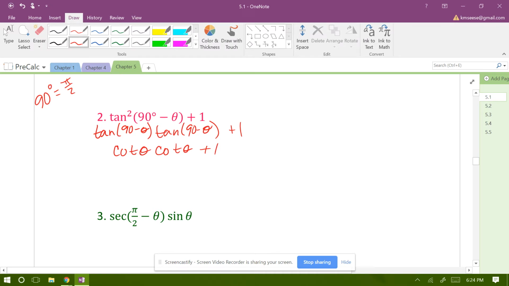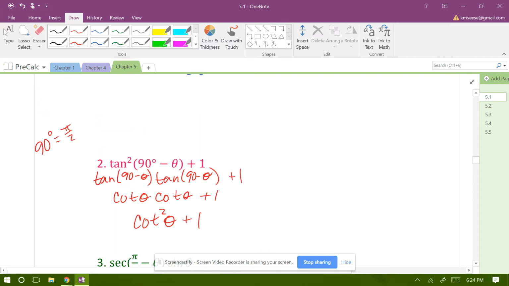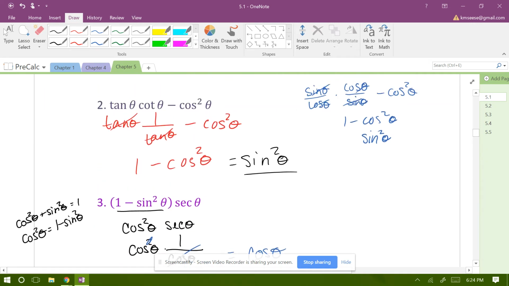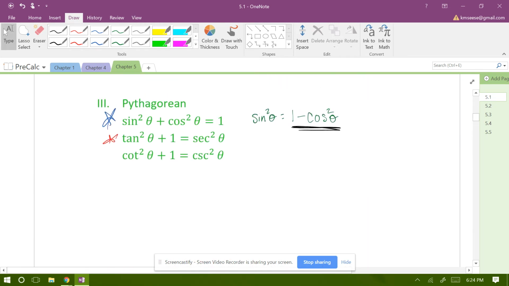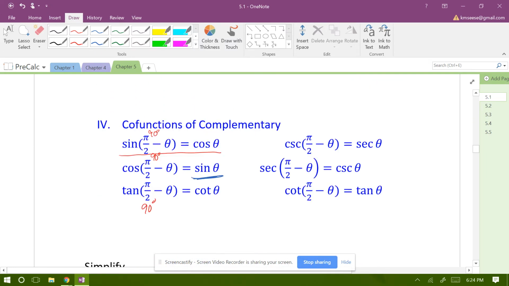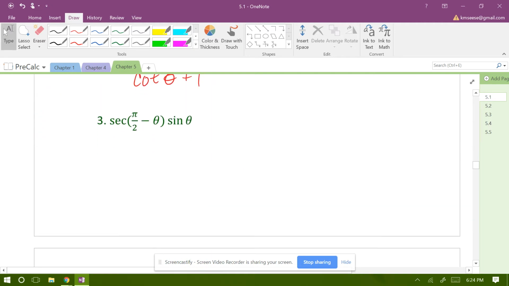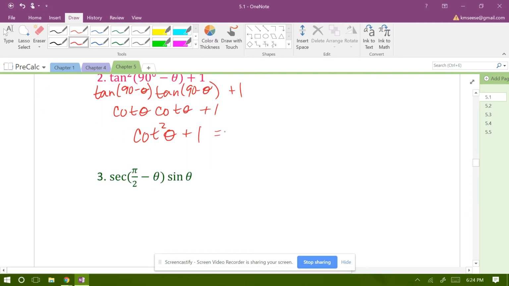Which, when I multiply cotangent, I get cotangent squared of theta plus 1. I have a squared trig, so go back and look at your Pythagorean identities. Cotangent squared of theta plus 1 is cosecant squared of theta. So you should be noticing this purple sheet is going to be extremely important to you. Do not lose it.